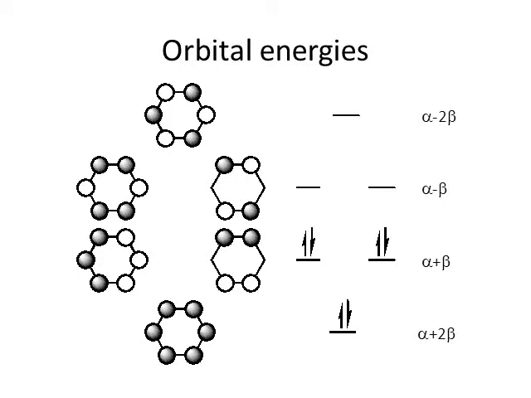Huckel is able to go and calculate energies for these and fill in electrons, and we find out that we have 2 orbitals that are tied for being the highest occupied, and 2 orbitals that are tied for being the lowest unoccupied.